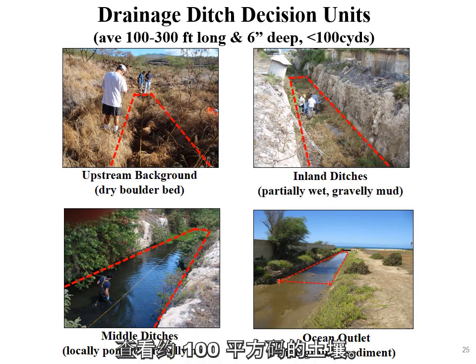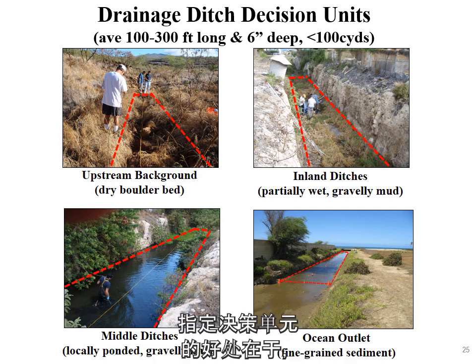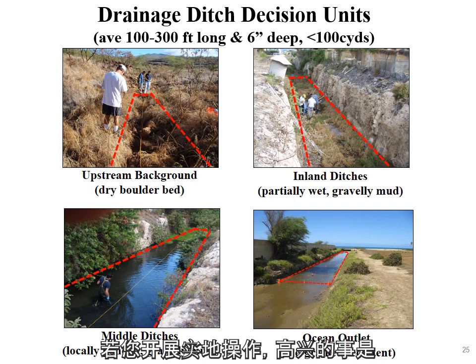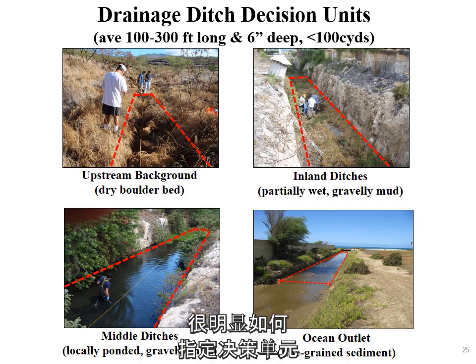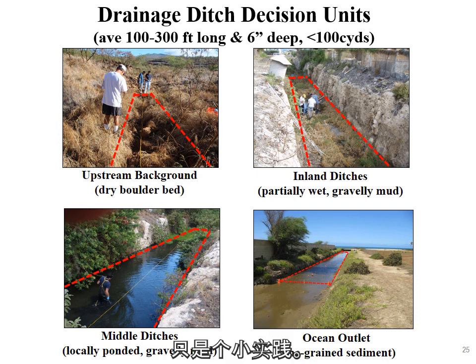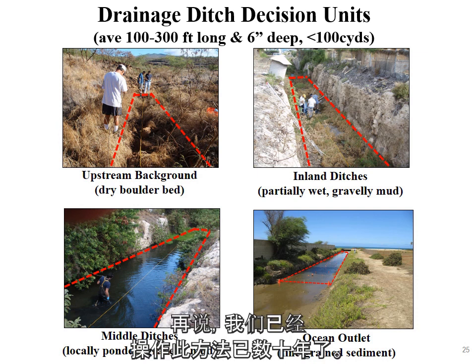So you're looking at only around 100 cubic yards of soil. Interesting thing with designating decision units, if you do field work, the neat thing is once you get out in the field, they're pretty obvious. It's pretty obvious how to designate decision units with just a little bit of practice. And again, we've been doing this for decades.